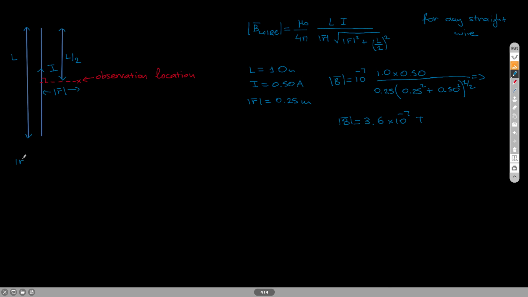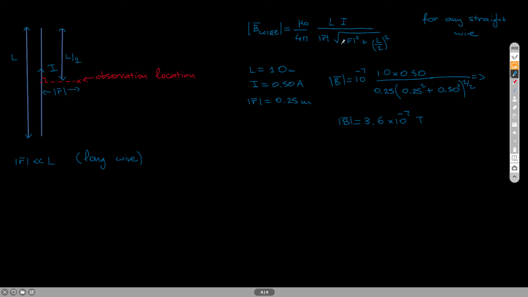So for a very long wire, the distance from the midpoint needs to be much less than the length of the wire. This is what it means practically when we say we have a long wire. The wire is so long that the observation location is very, very close to it compared to the length of the wire. And if this statement is not true, then you have to use the more general expression, the one that I just used, that is true for any straight wire.